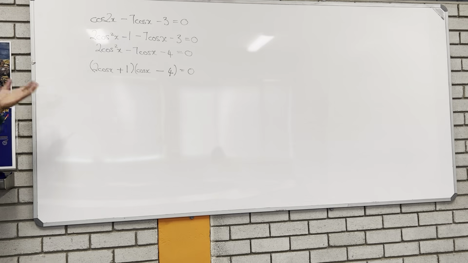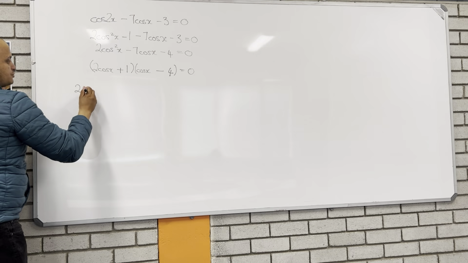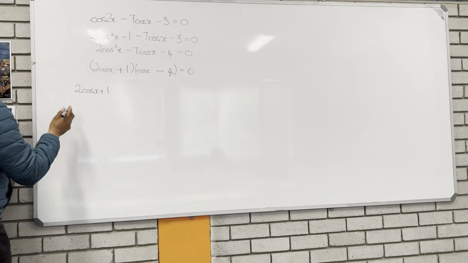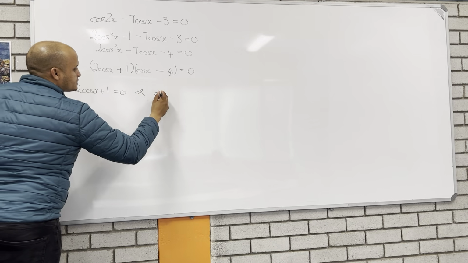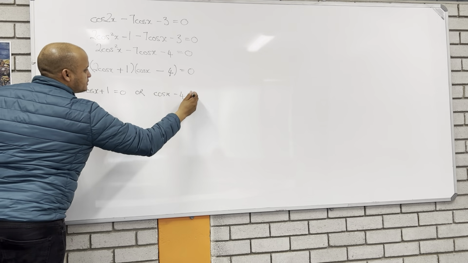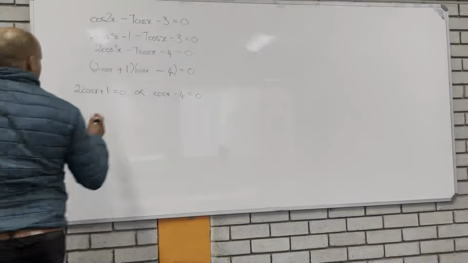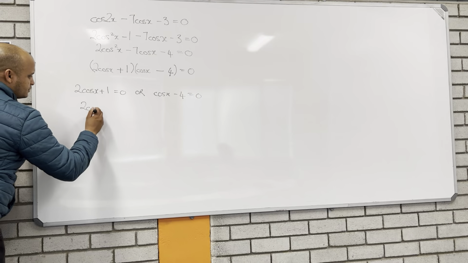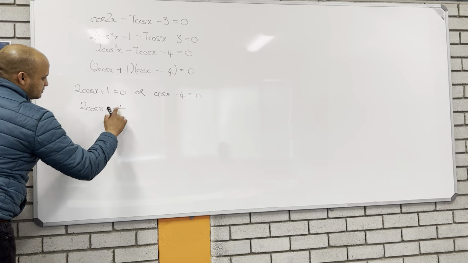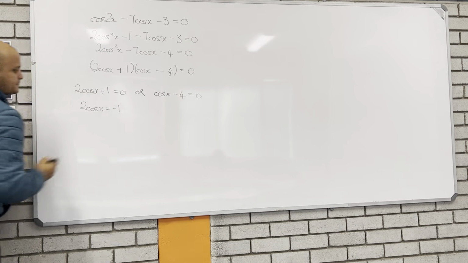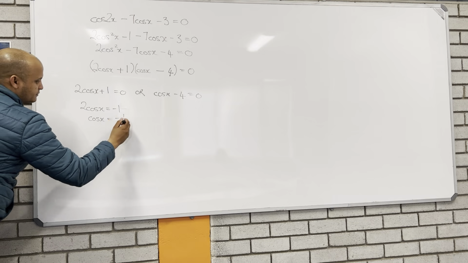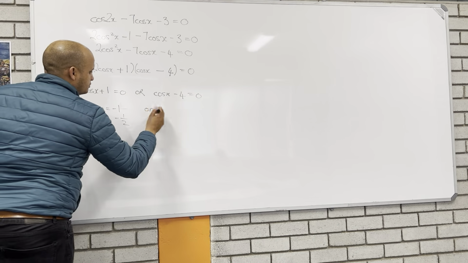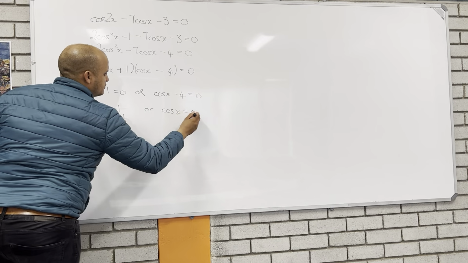Okay. So now this is obviously going to split up, and I'm going to have either 2 cos x plus 1 is equal to 0, or cos x minus 4 is equal to 0. So here I've got 2 cos x equal to minus 1, and cos x is then equal to negative a half. Or cos x is equal to 4.